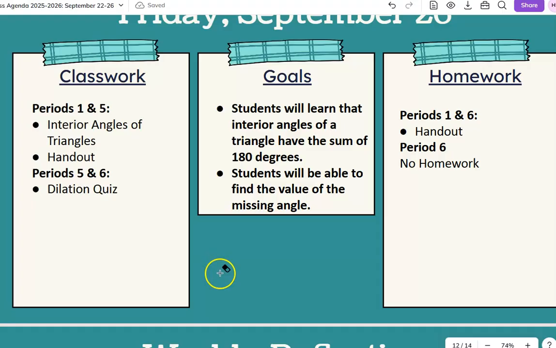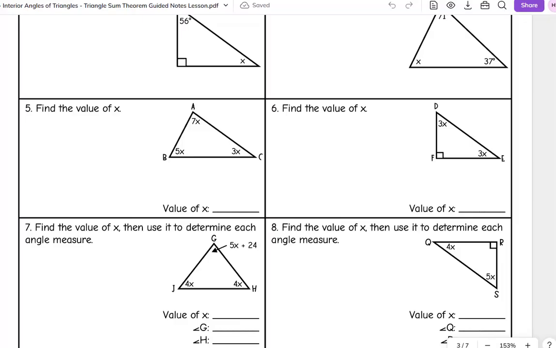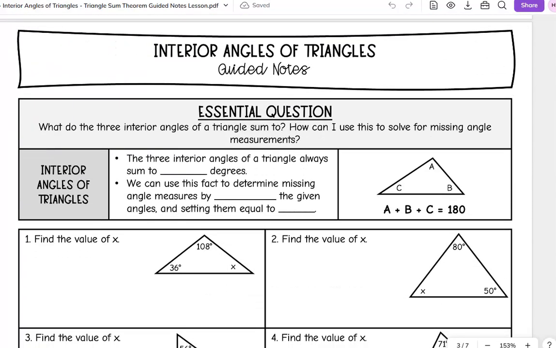Give them a minute to copy this, and then they can put their agenda away and get their Chromebooks out. So pause the video until everyone has their Chromebook out. Please go to Google Classroom, and you're going to open up the assignment that says interior angles of triangles.